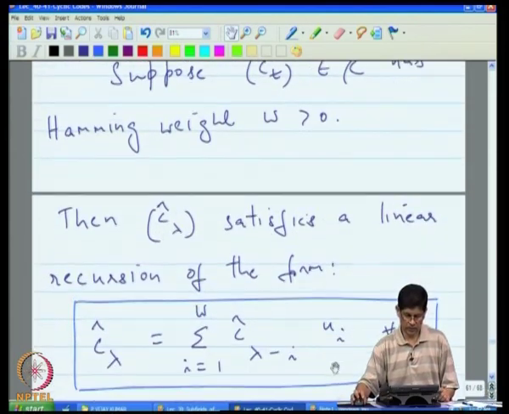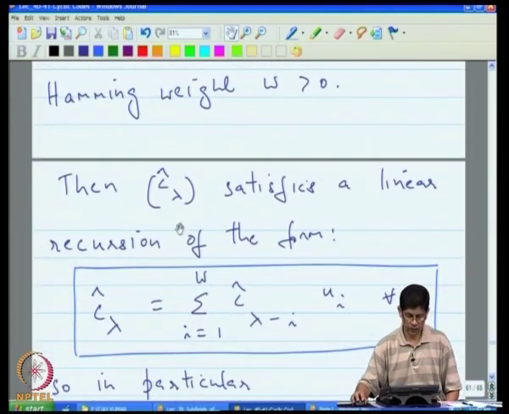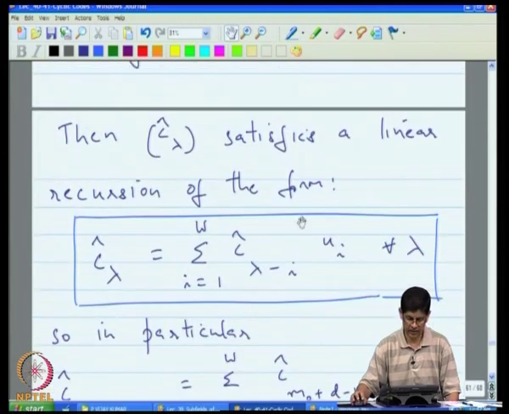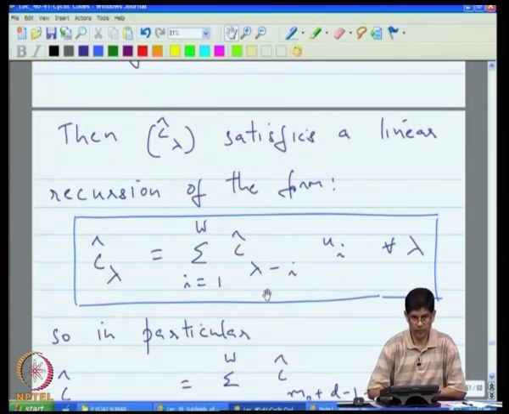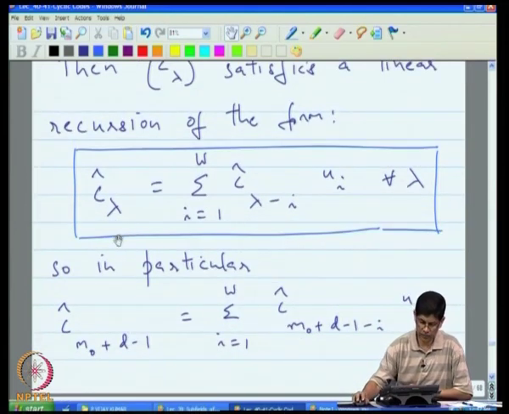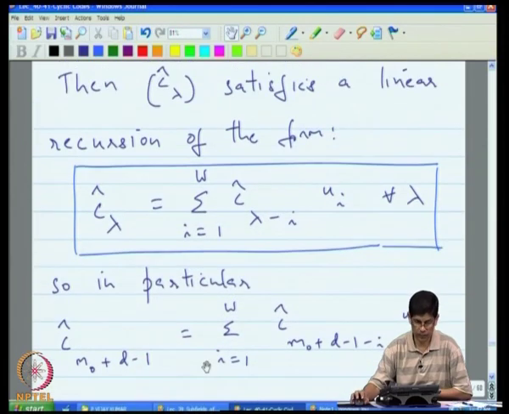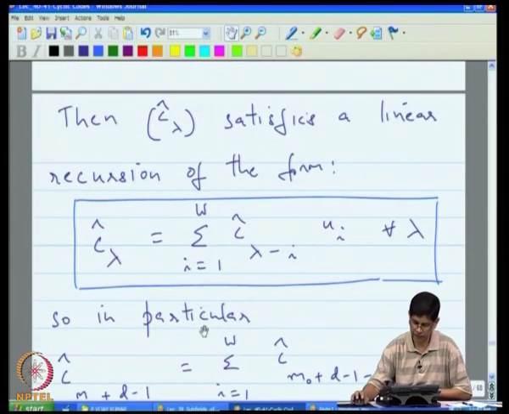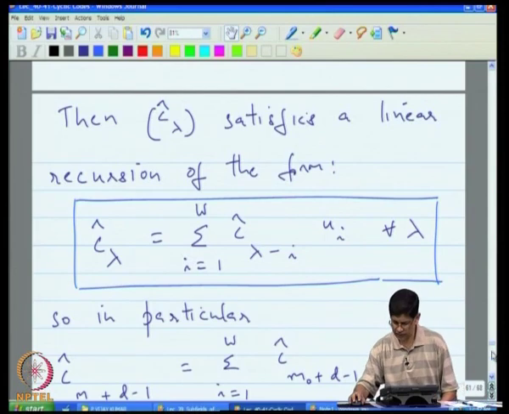Okay. So, because of this, C hat of lambda satisfies the linear recursion of this form. C hat of lambda is the sum from i equal to 1 to w of C hat of lambda minus i times u_i, for all lambda. So, in particular, what that means is that if you put lambda equal to m0 plus d minus 1, okay, where did I get that from?